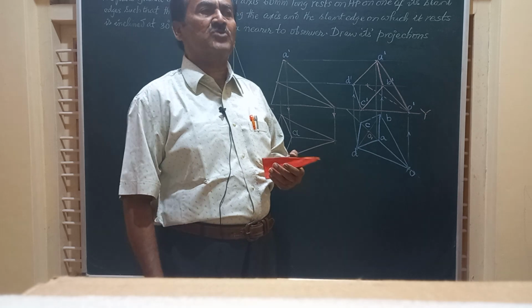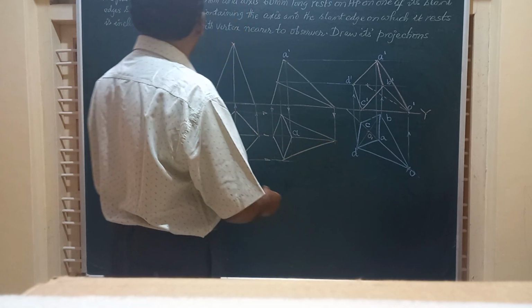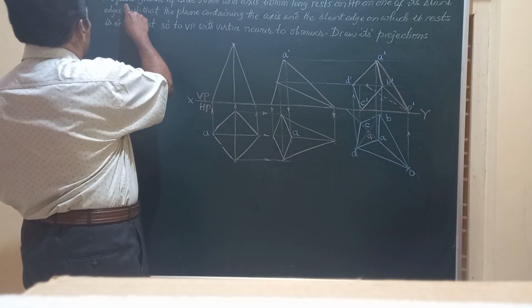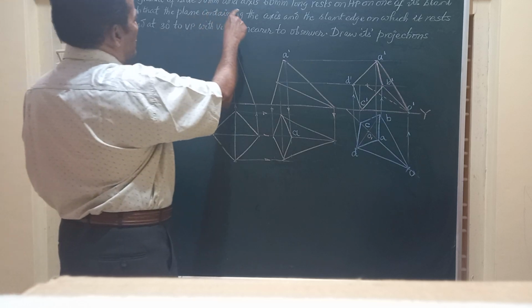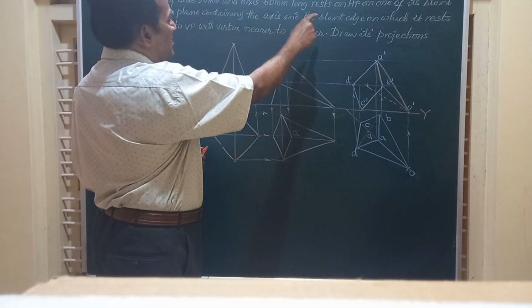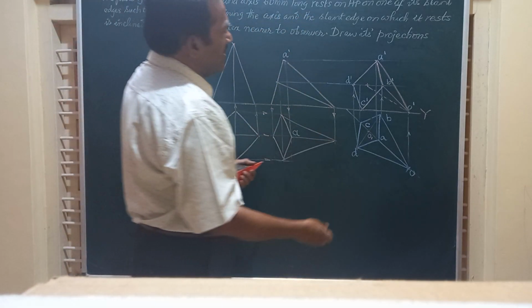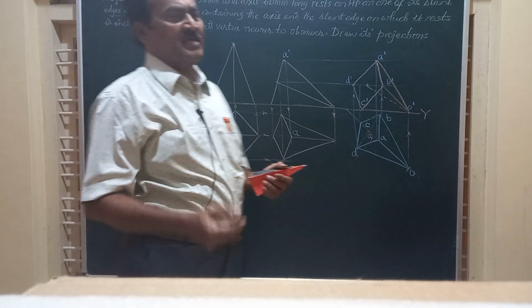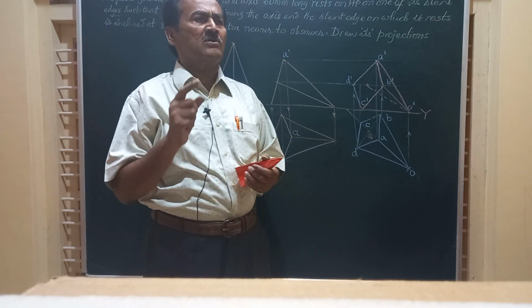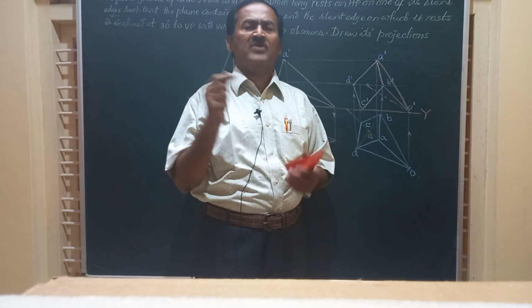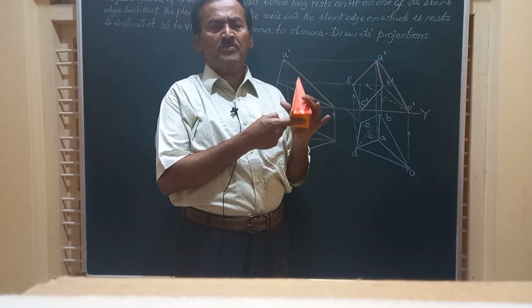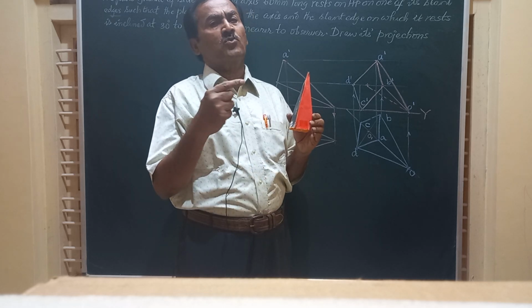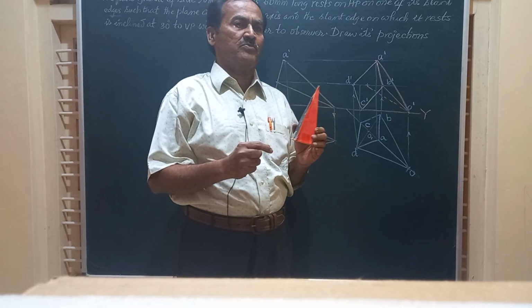And let's see what is the question we have for today's video. The question reads like this: a square pyramid of side 30 mm and axis 60 mm long rests on HP on one of its slant edges. Friends, the analysis of the question part is very important. It is a square pyramid and it has to rest on one of the slant edges on HP.